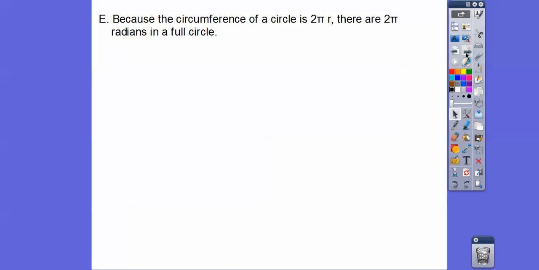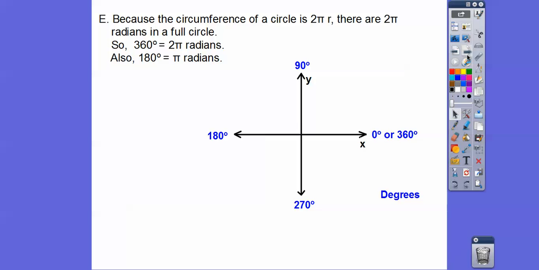All right, and remember from geometry, the circumference of a circle was 2 pi r. So in a full circle, there's going to be 2 pi, what's called radians, in a full circle right here. So 360 degrees is equivalent to 2 pi radians. 180 degrees is half a circle, so half of 2 pi would be 1 pi. So 360 is equal to 2 pi radians, and 180 degrees is equal to pi radians right there, okay? So here we go.